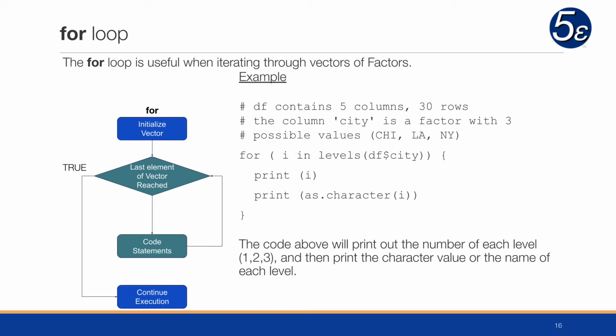The code above will print out the number of each level, 1, 2, 3, and then print out the character value or the name of each level. When dealing with factors, it's important to note that the internal representation is numbers, so if you want the actual words of the factor, you'll need to use the function as.character.